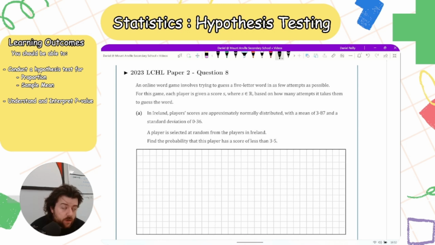So, which one are we using? Are we going to be using our sample Z score or our normal Z score?